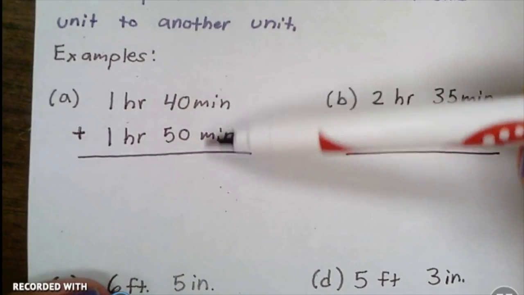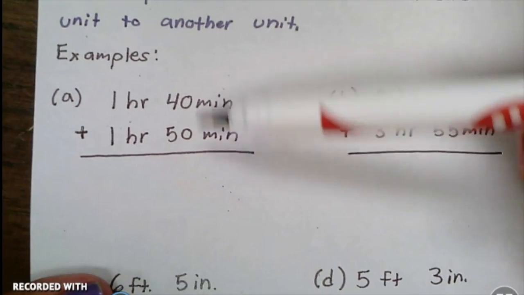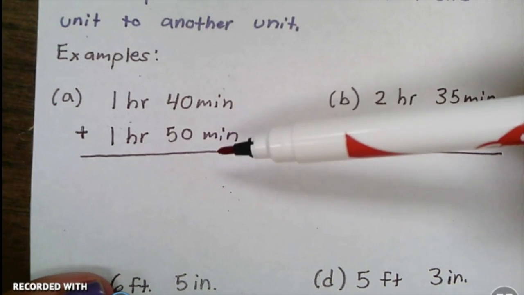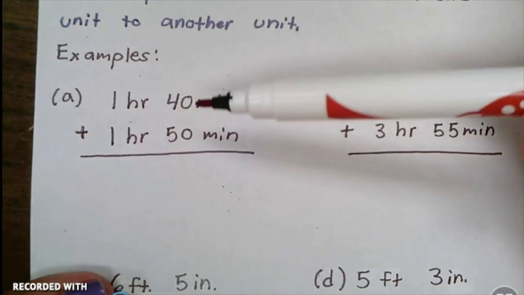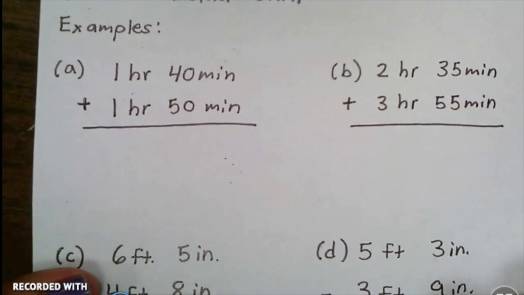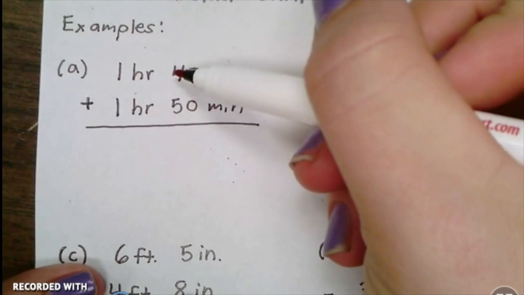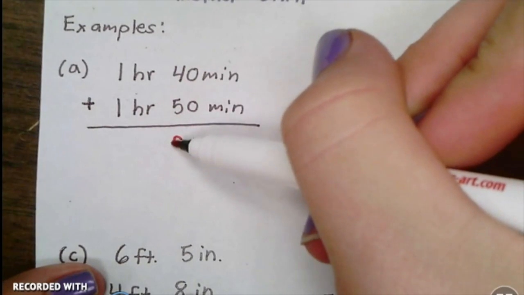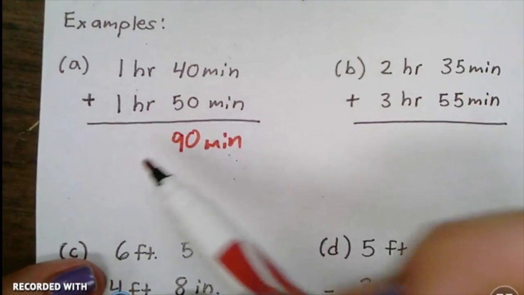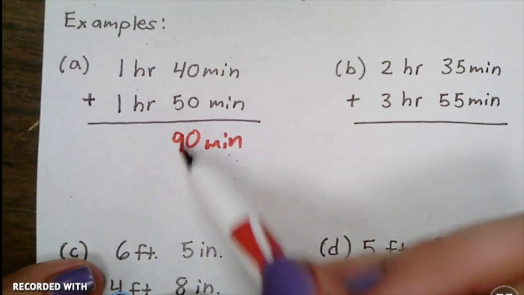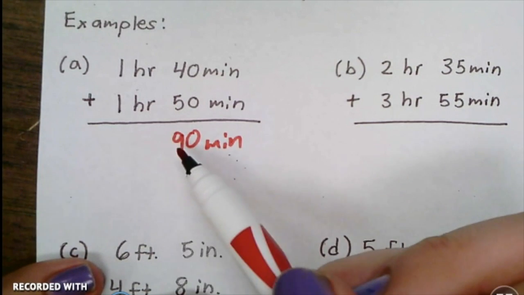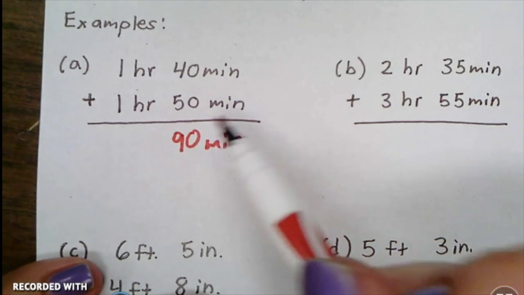First, I'm always going to start with my smaller unit. One way I could do it is I could make it all into minutes and then add them and then convert it back into hours and minutes, or I can do it this way as long as I keep track of when I get too many minutes. So here I've got 40 plus 50 minutes, which is 90 minutes. But 90 minutes is bigger than the total amount of minutes in an hour. So how many minutes are in an hour? 60 minutes are in an hour.